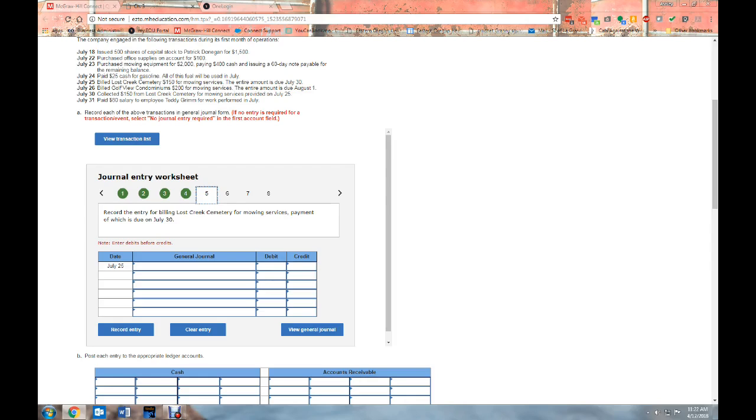So now we are July 25th. We're going to bill Lost Creek Cemetery $150 for mowing services. The entire amount is due July 30th. Okay, take it in chunks. We billed Lost Creek Cemetery $150. So does that mean we got cash? Nope. We extended them credit. They are allowed to pay us in the future, make a promise to pay. Therefore, that is an account receivable. An account receivable is an asset. That asset account is increasing, therefore a debit entry is required.